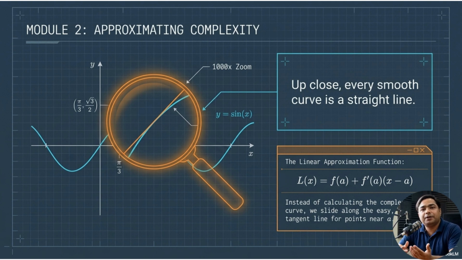The linear approximation formula is L(x) equals f(a) plus f'(a) times (x minus a). Here a is the anchor point. It is a value we already know. f(a) is the function value at that point. f'(a) is the slope at that point. Instead of calculating the complicated curve directly, we move along the tangent line near the point a. This is extremely useful in physics, engineering, computer science, and numerical calculation. It allows us to estimate values quickly and efficiently.